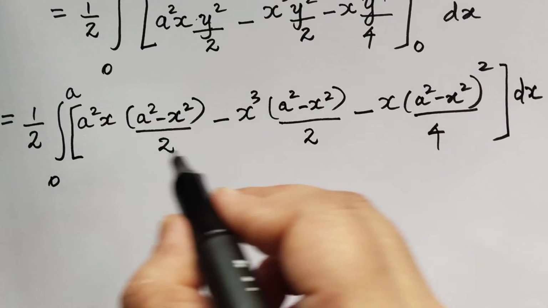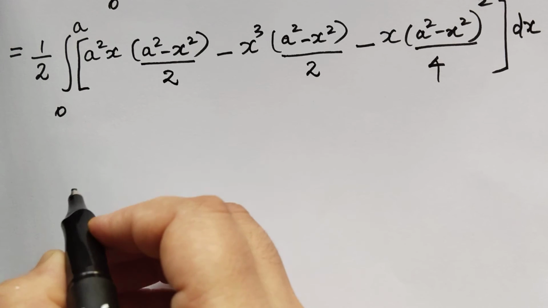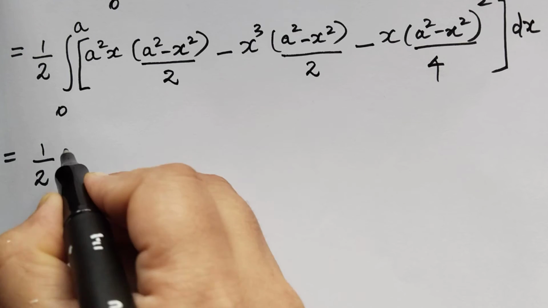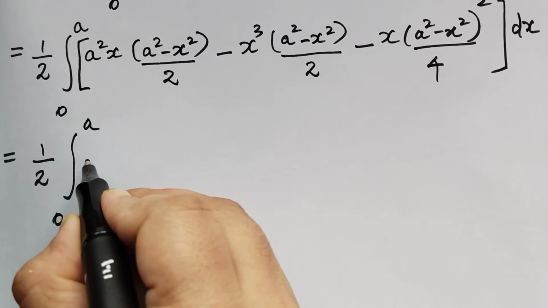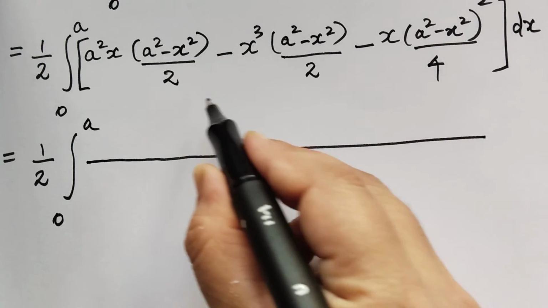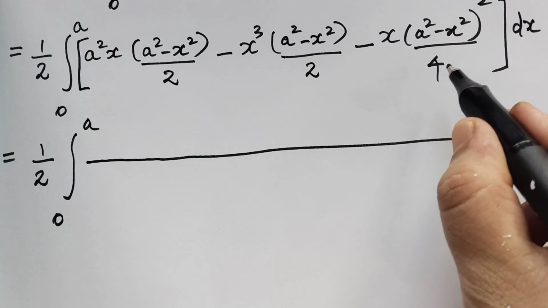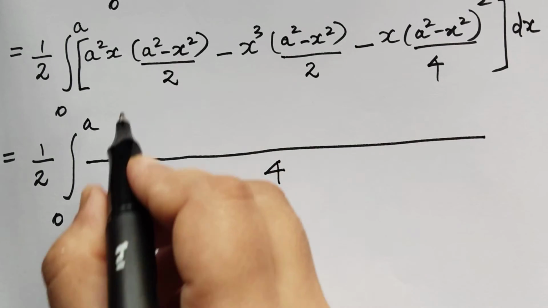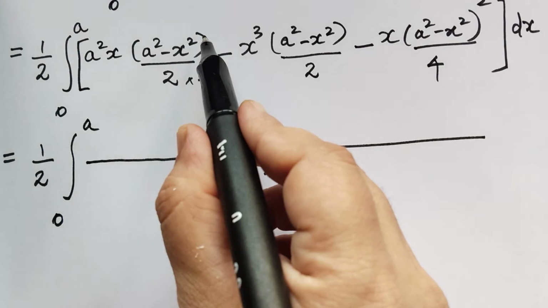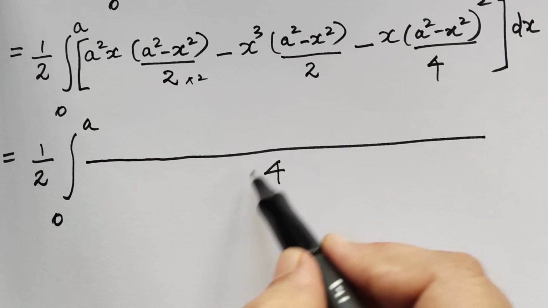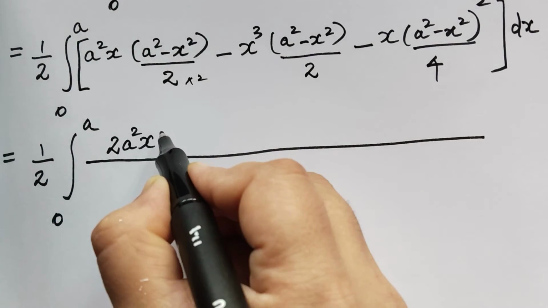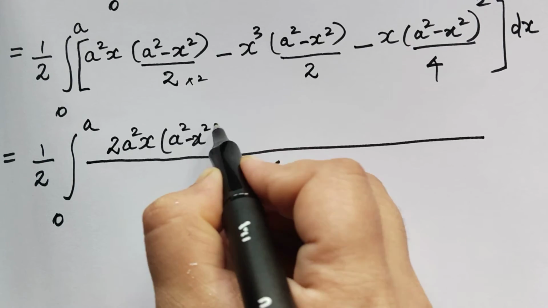Now we can take the LCM throughout. So if we take the LCM, what we will get? So this will be equal to 1 by 2 as it is, integral 0 to a. Now let us write a common denominator. So for the LCM of 2, 2, 4, the LCM is 4 for this, and so 2 has to be multiplied with this denominator, and the same 2 has to be multiplied with the numerator in order to get the 4 which is in the LCM. So it will be 2 a square x multiplied with a square minus x square.